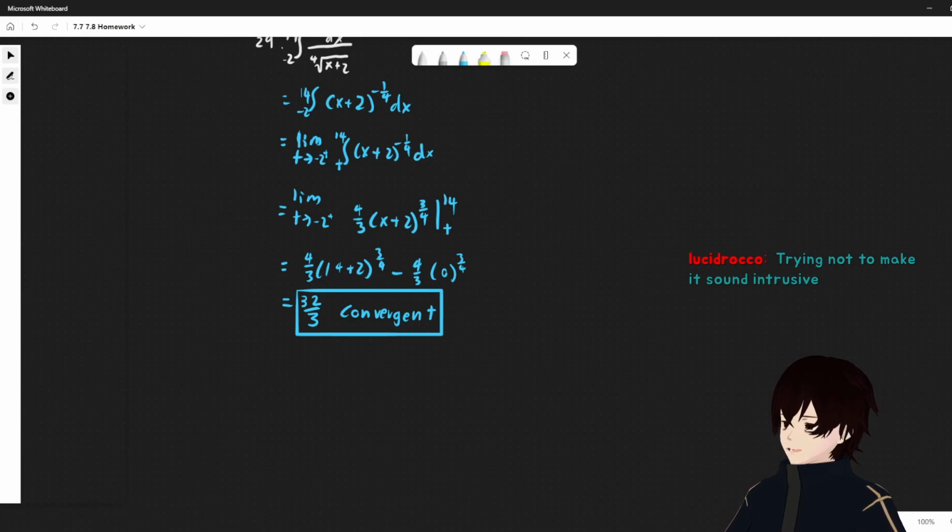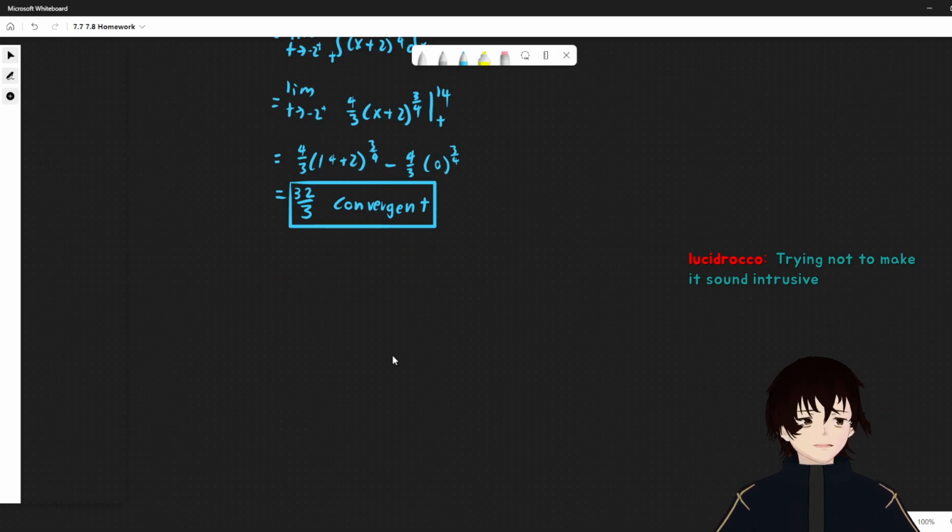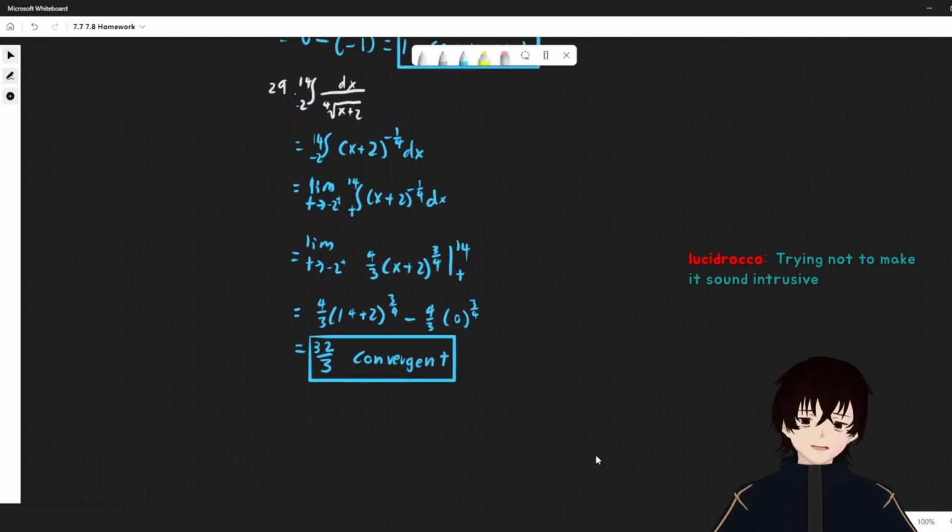Convergent, is this correct? Magical textbook, tell me, is my answer correct for 29? It is correct! Fantastic. Next up.